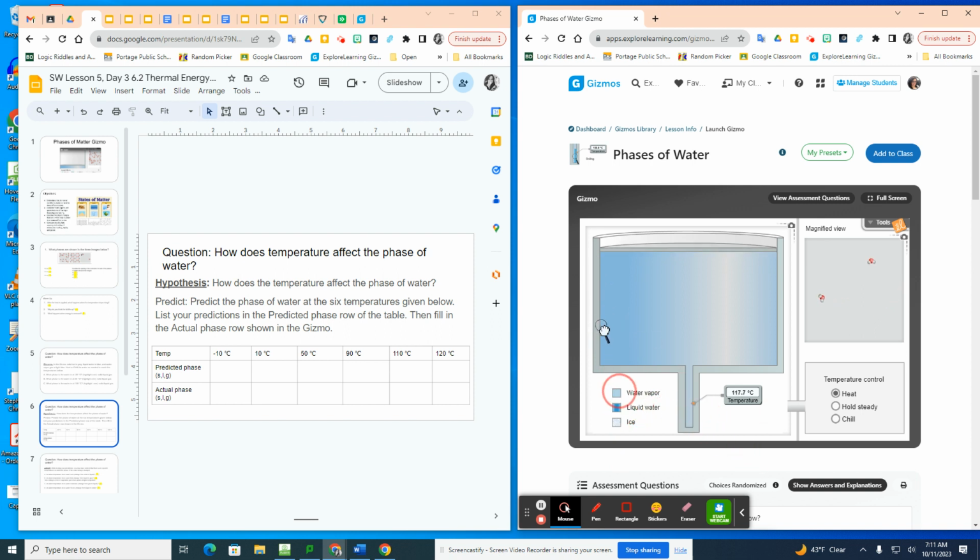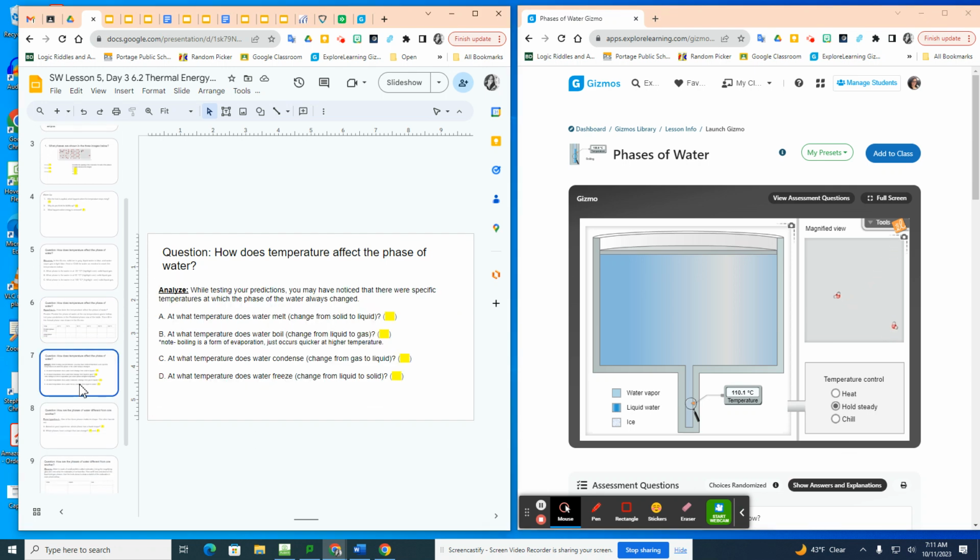Sides of the container, the molecules are this color. All right, there's the 120, so it's gas. I hope you saw what the 110 was. And there is 110. All right, what phase of matter is it there? All right, moving on to the next slide.